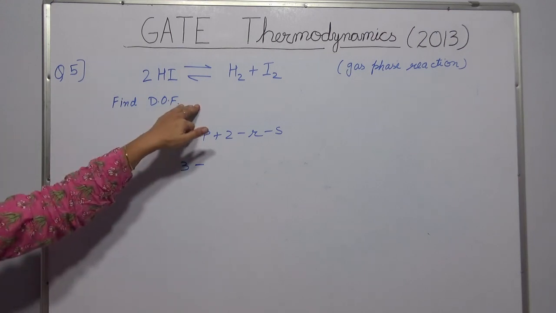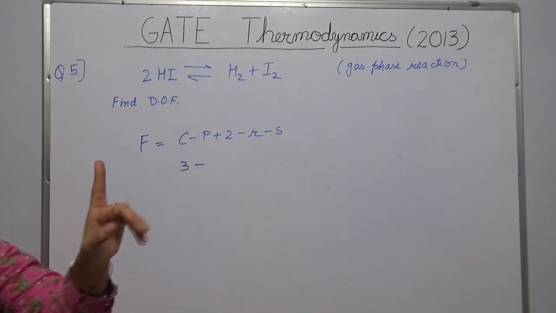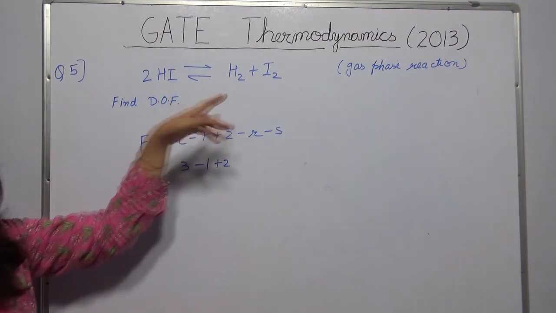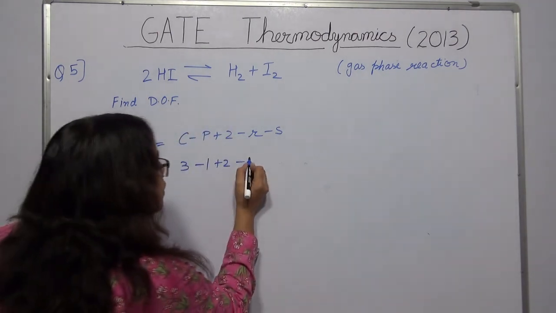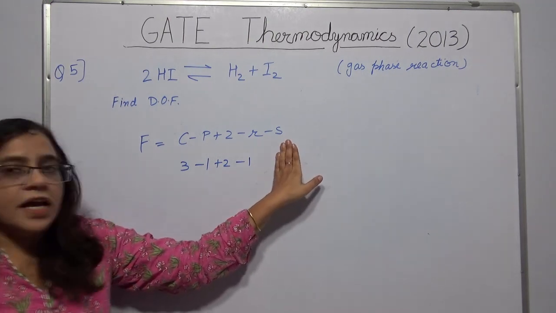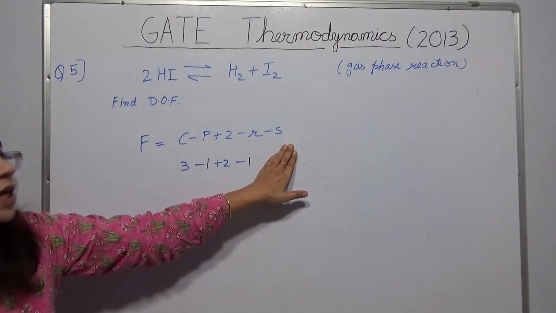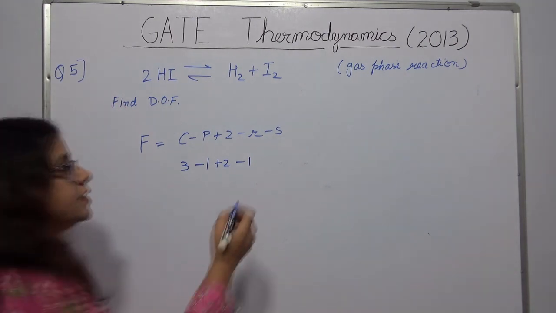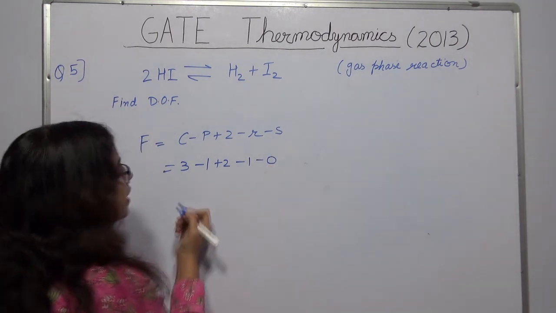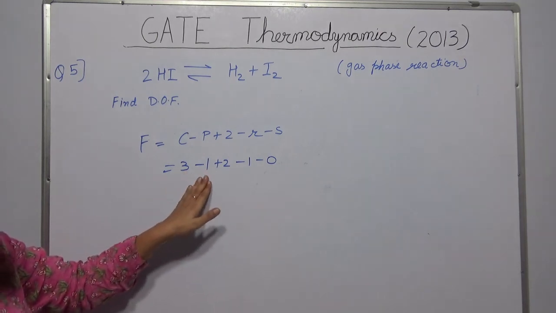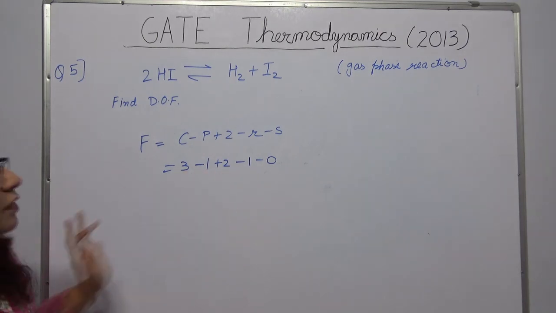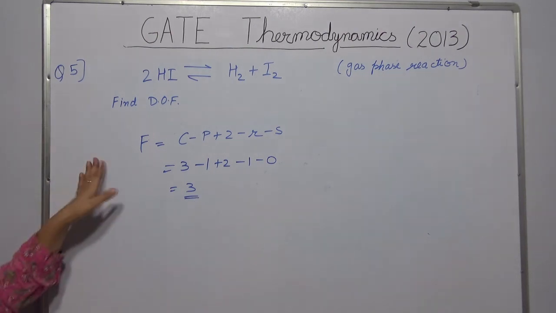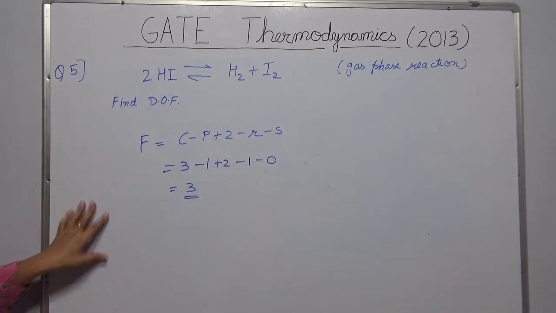How many phases do you have? So it's a gas phase reaction, so there is only one phase. Okay, how many reactions are there? Only one. S is some special constraints. Are there any special constraints given over here? No, so that is 0. Okay, so then your degree of freedom is 3 minus 1 is 2, 2 plus 2, 4, 4 minus 1 is 3. So your degree of freedom is 3. Okay, very simple, straightforward problem.